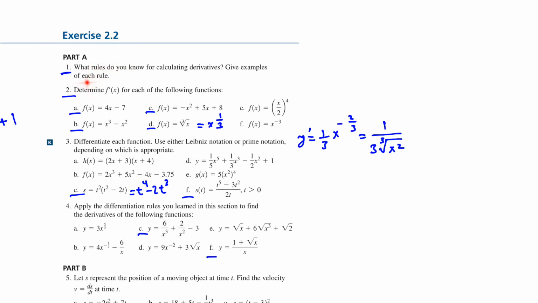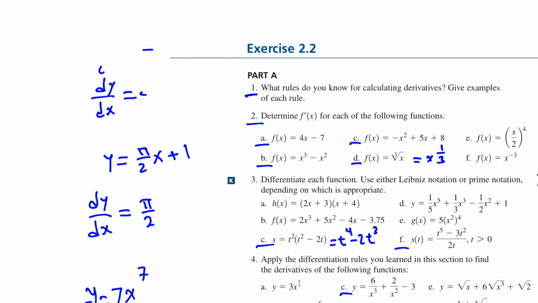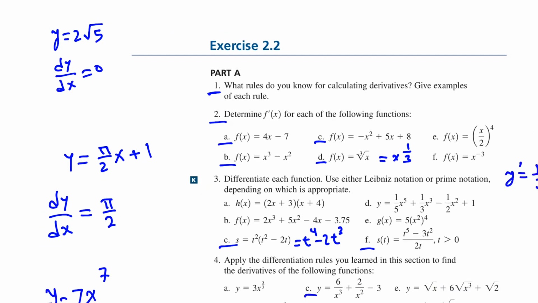Exercise 2.2, Question 1. What rules do you know for calculating derivatives? Give examples of each rule. We know the derivative of a constant function is 0. Example, the derivative of y equals 2 root 5 is 0. The derivative of a constant function is 0.